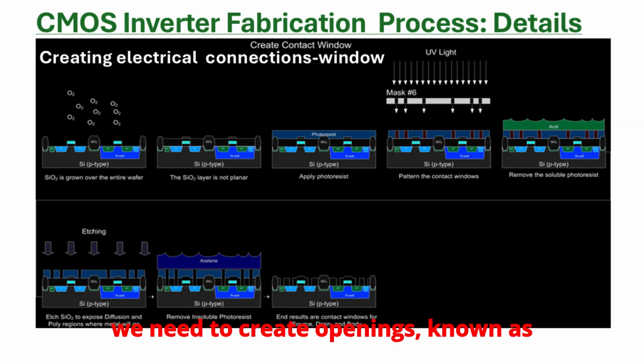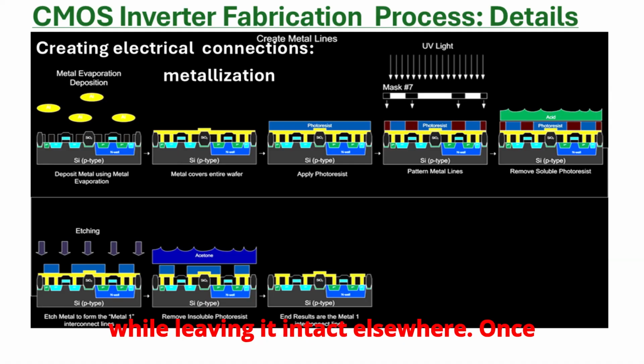Next, we need to create openings, known as contact windows, at specific regions where the metal will connect to the source, drain, body, and polysilicon gates. We achieve this by using another photolithography and etching step, which selectively removes the oxide only at the contact points while leaving it intact elsewhere. Once these windows are defined, we proceed to deposit the metal layer.